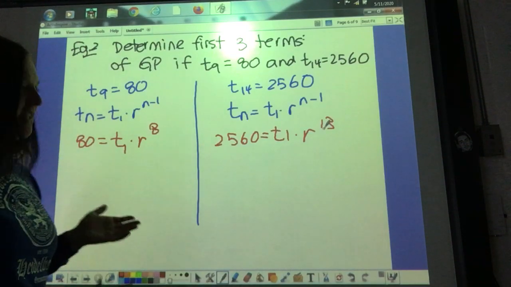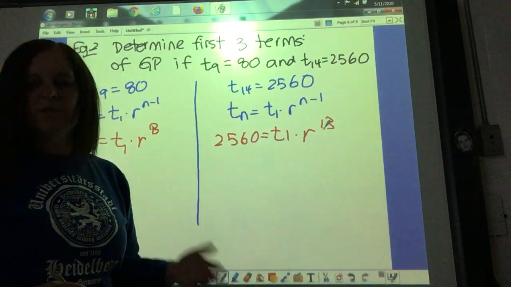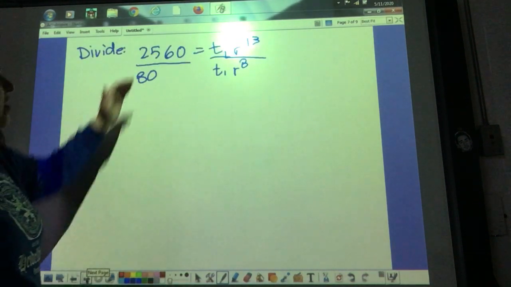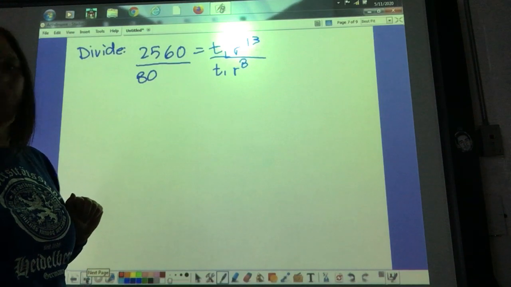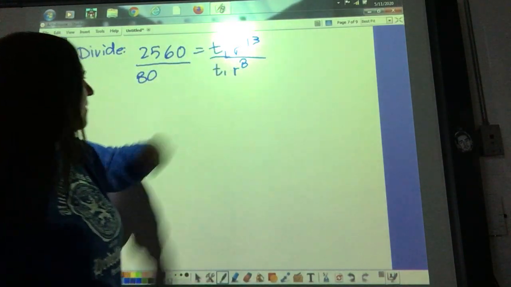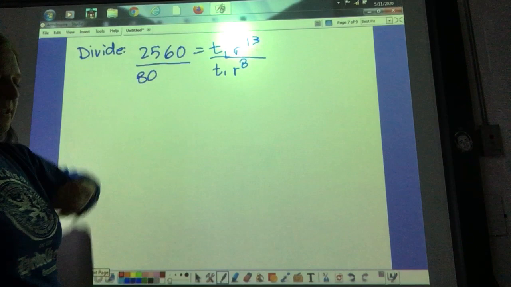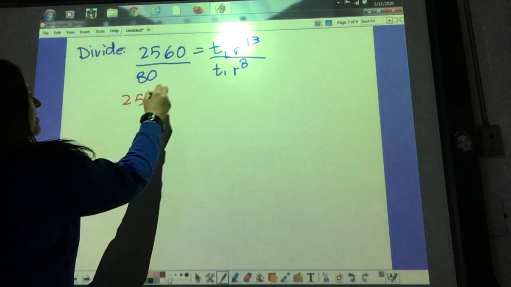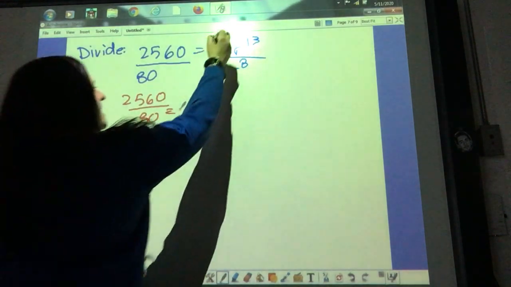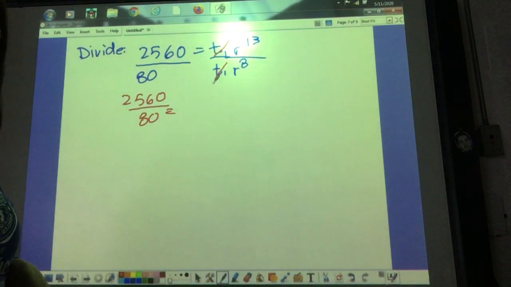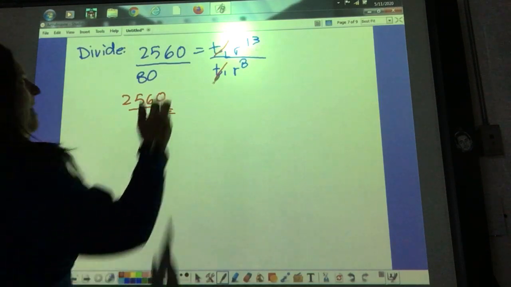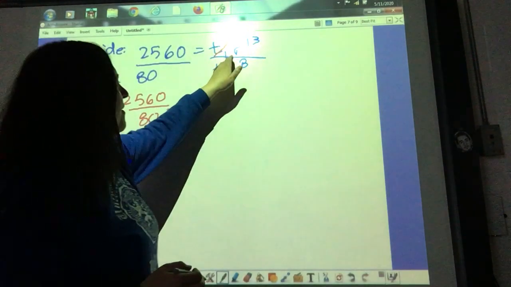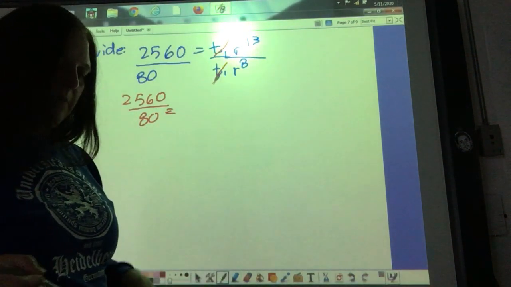So when we did arithmetic, remember we had our 2x2 system and we solved by elimination to get our d value. Well, now this one's actually a little bit easier. We can divide them. It doesn't matter which one you put on top, but I put the bigger numbers on top. So 2,560 divided by 80. I'm just going to keep it as that fraction for now. We don't have to reduce yet. The T1s cancel out. T1 divided by T1 is just 1. And then remember our rules from grade 10, pre-cal or exponent rules. When you divide r to the 13 by r to the 8th, 13 minus 8 is 5.